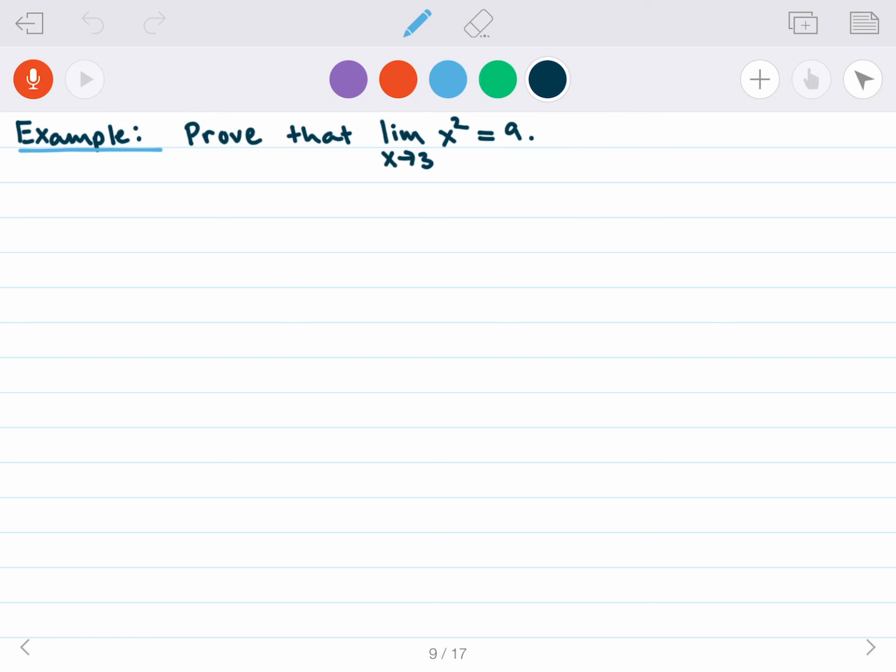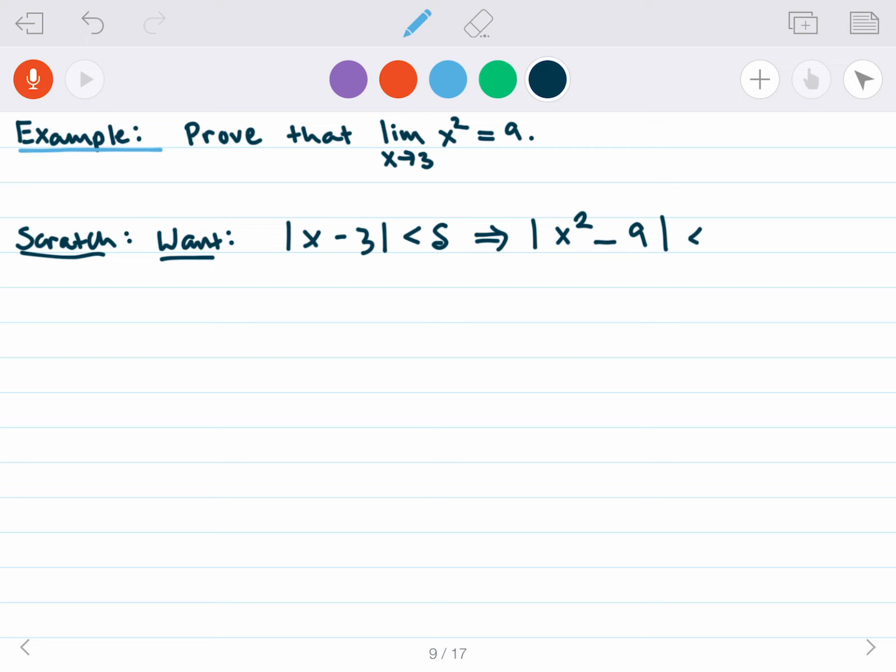So this one, you have to think a little bit more, but it's not too bad. So let's go ahead and do the other steps that we did and see what happens. So here's our scratch. We want absolute x minus, this time our c is 3. That's our approaching value. X is approaching 3. And we want this less than delta to imply that f of x, which is x squared, minus the limit, which is 9, we want this to be less than epsilon.